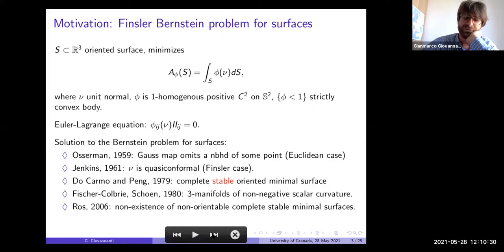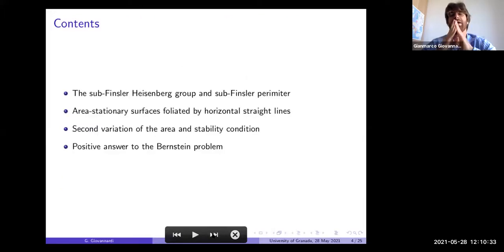So now we can enter the sub-Finsler problem, and I decided to organize this talk in 4 parts. First of all, I would like to introduce the new ambient space, a three-dimensional space, that is the sub-Finsler Heisenberg group. And in this setting, I will introduce the notion of perimeter, the sub-Finsler perimeter. Then, when we have a sub-Finsler perimeter and an area functional, we can study the area stationary points of the area functional, and we can show that in this setting, the area stationary surfaces are foliated by straight lines.